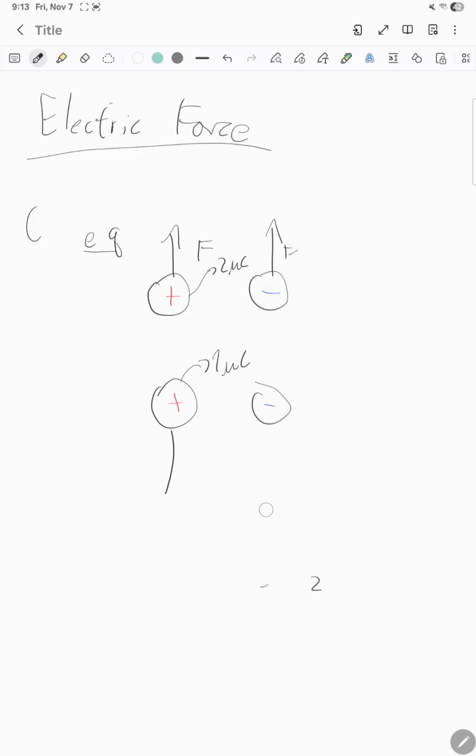Now the second thing we need to know is about the electric force. The electric force is governed by something called Coulomb's law. Coulomb's law states that the electric force is equal to the constant K, and the constant K is given, which is 9 times 10 to the 9.